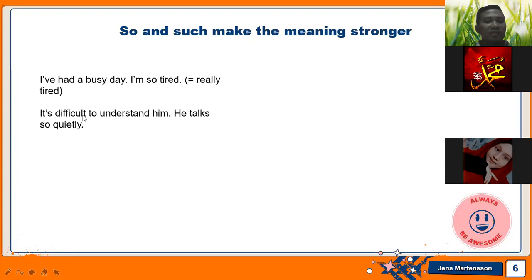It is difficult to understand him. He talks so quietly. Is it different when you say I am tired without using so? And here, he talks quietly. What is the difference between not using so and using so? When I say I am so tired and I am tired, can you find the difference in the meaning? Is there a difference? I say I am tired, and the second, I am so tired. Which one is stronger?